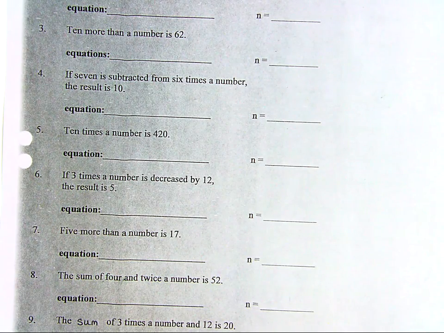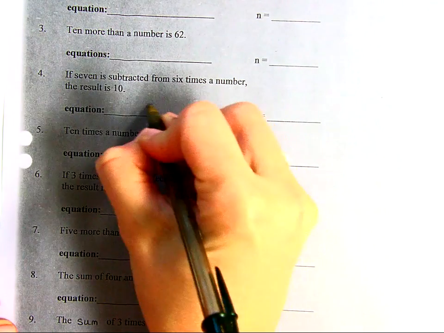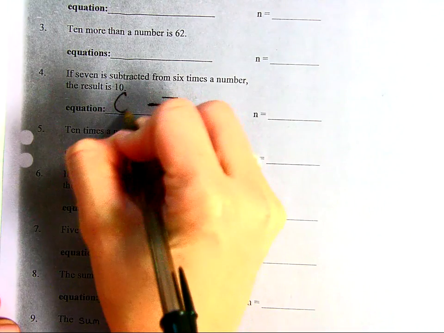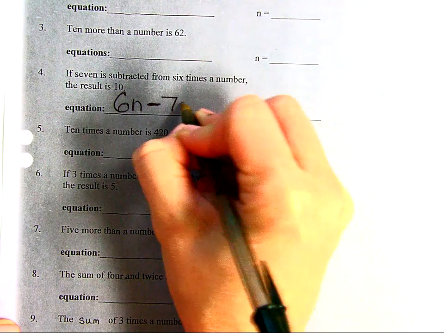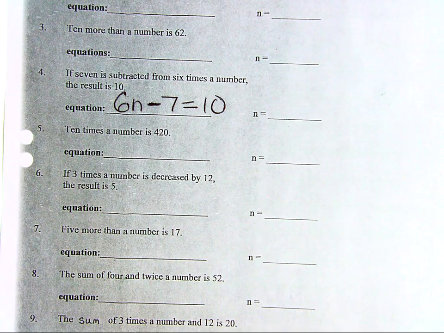Yes. Okay, so what do you got, Karina? So 7 is subtracted from 6 times a number. The result is 10. And then on space 4. Good? Okay.